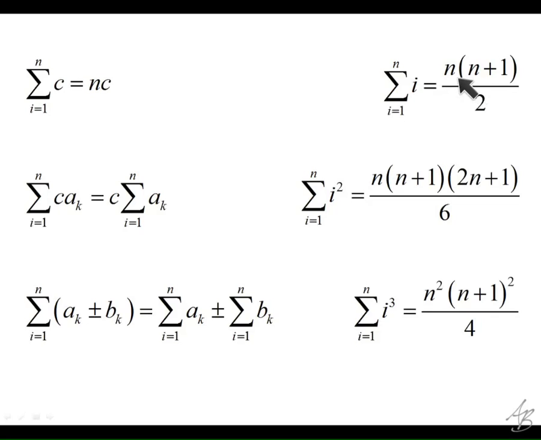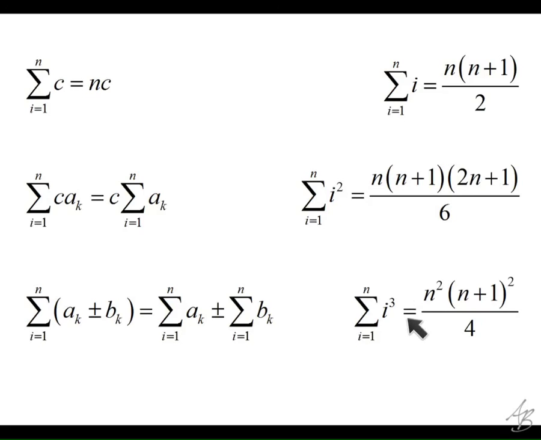So the integers 1 through 10, 1 plus 2 plus 3 all the way up to 10, would be 10 times 11 divided by 2, which is 55. So if you add up the numbers 1 through 10, you get 55. If you add up the numbers 1 through 100, you get 5,050. And you get that really quickly by putting 100 in for n here. Okay? There are similar formulas.